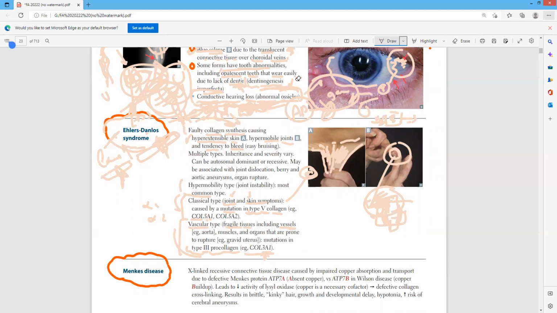Okay, you will have the hypermobility type, with joint instability. This is the most common. You have multiple types, as I said. Inheritance and severity vary.